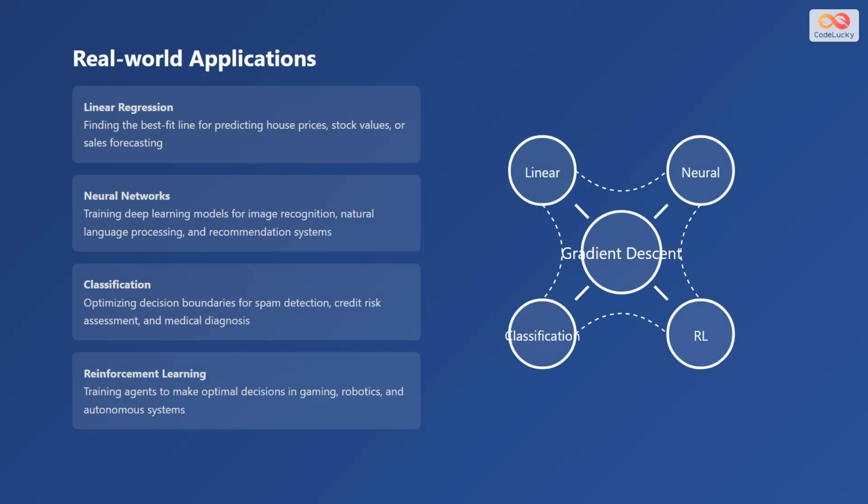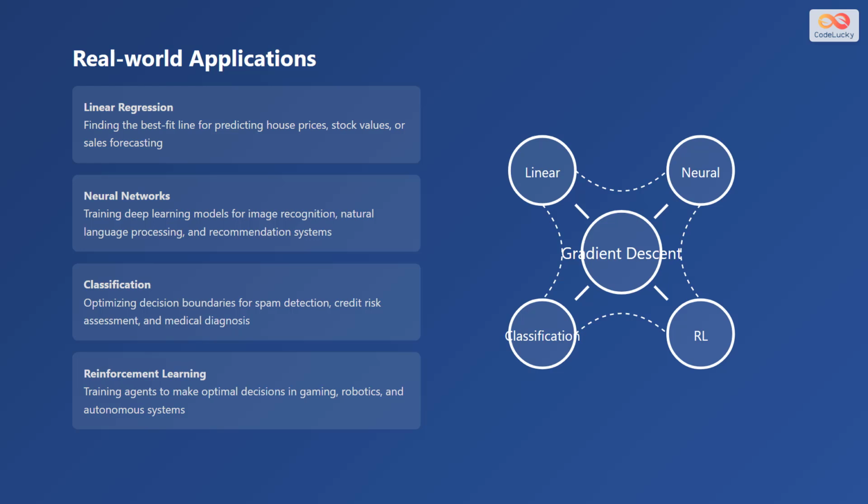Gradient descent has several real-world applications. Linear regression is used to find the best fit line for predicting house prices, stock values, or sales forecasting. It is used in training deep learning models for image recognition, natural language processing, and recommendation systems.